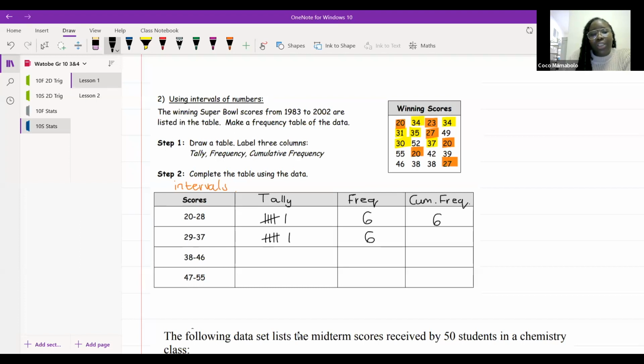What is our cumulative frequency now? What will we have for cumulative frequency? Good, Amelda. That's it. It's going to be 12. Excellent. Let's do the next one. Between 38 and 46, there's 38, 39, and 46. There's 4 of them. Right? Yes, 4. So 1, 2, 3, 4. And our new cumulative frequency would be, good, 16.